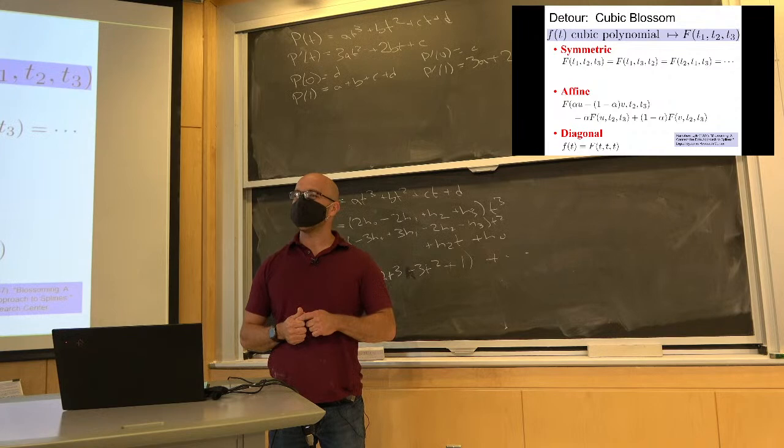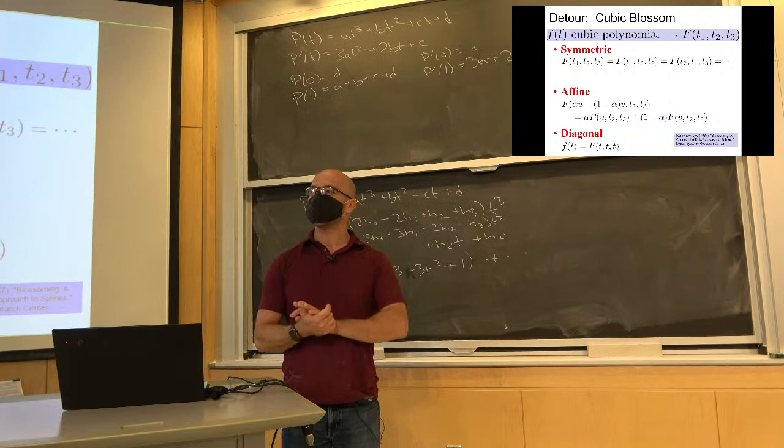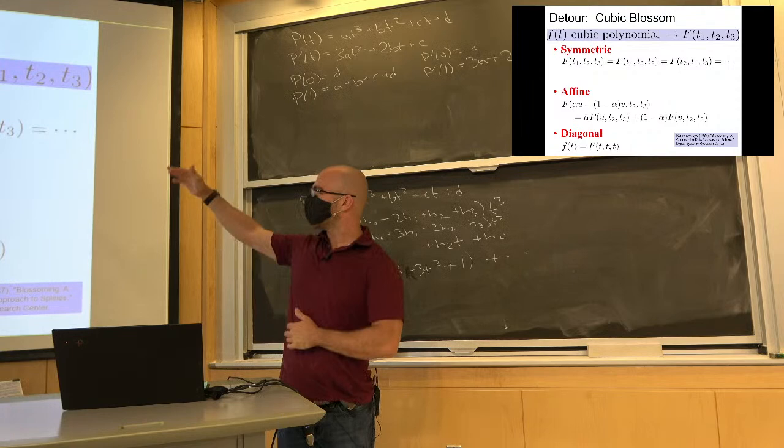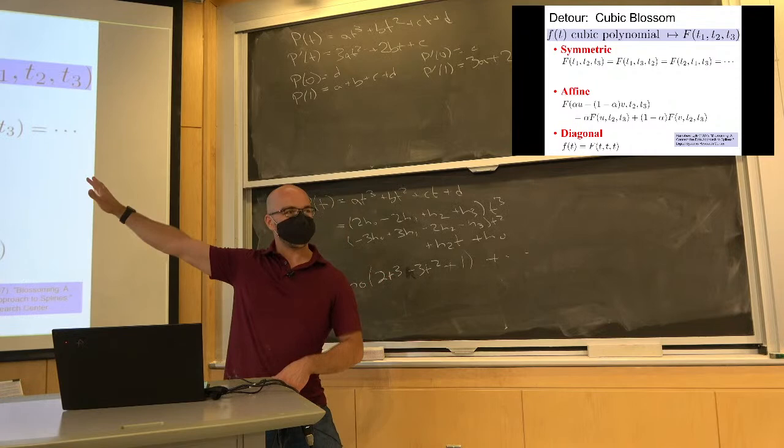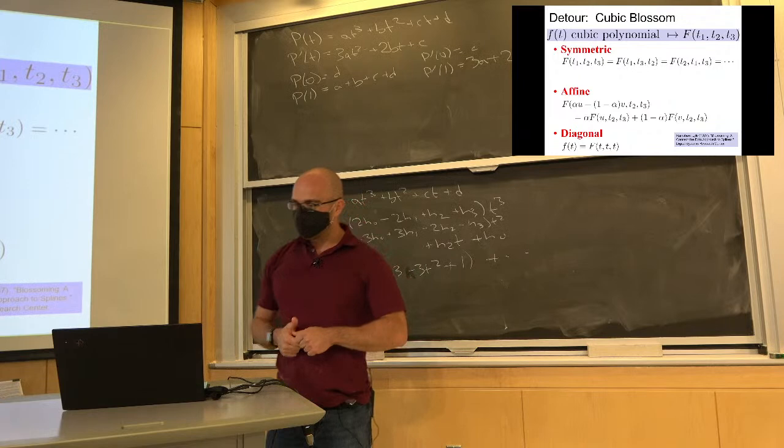Now, this feels very abstract, and that's because it is. But we're going to see that it's actually very mechanical to compute the cubic blossom given a cubic polynomial. And moreover, given any function that satisfies these three properties, it's easy to see that when I put in t three times, I get back a cubic. So these are kind of in correspondence with one another.